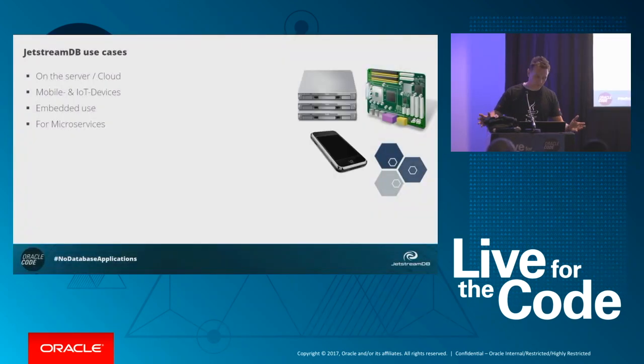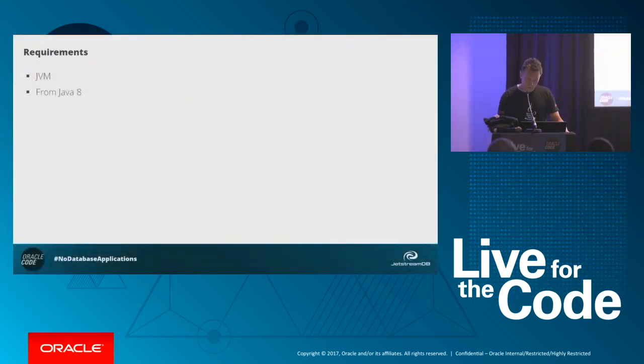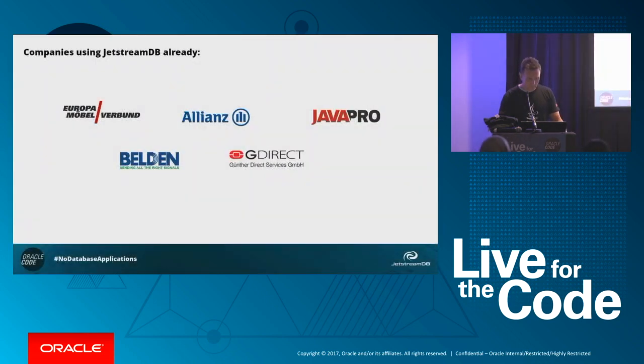And it's very good for microservices, storing metadata, for example, or for mobile devices. Requirements: it runs where you have a JVM. Java version 8 is needed, and these companies are using Jetstream DB already. And this here is the company with the project we developed.